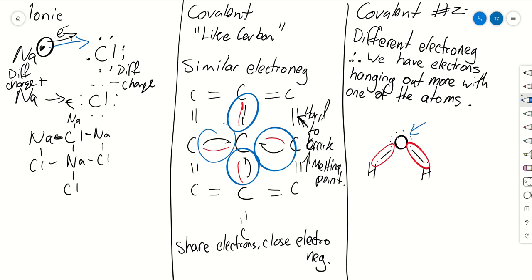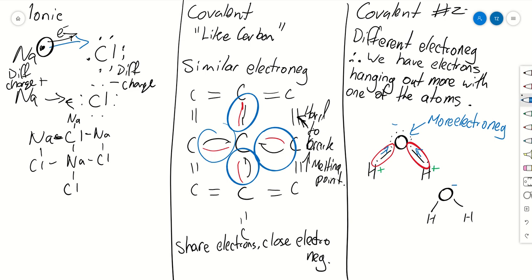But oxygen is more electronegative. So therefore these electrons are actually going to hang out more over near the oxygen. And that means that hydrogen is going to have a small positive charge and our oxygen is going to have a small negative charge on it. So because we have a small negative charge and a small positive charge, I happen to have another conveniently placed water molecule over here.